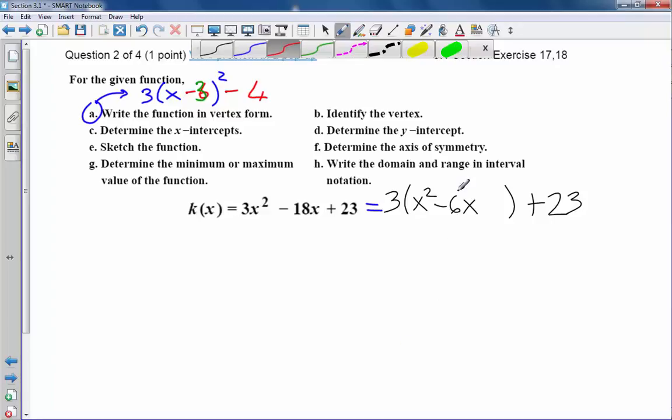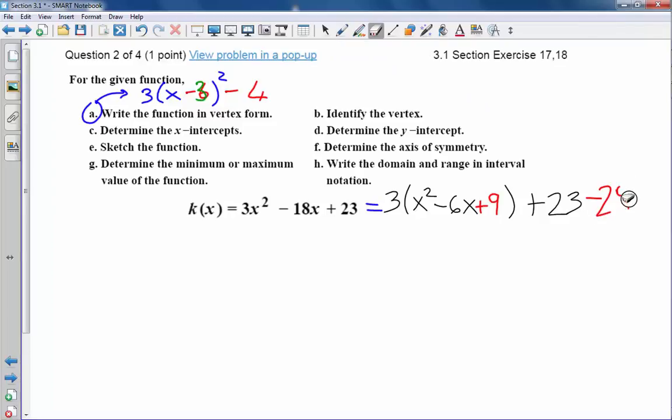How? We take half of this number and square it. Half of 6 is 3. When I square it, it's 9. And then I have to compensate for this addition. I made this, so I have to compensate and take it away as 9 again, because I added 9, subtracting 9, right? Now, I subtract 3 times this number, which is 27. Agreed?